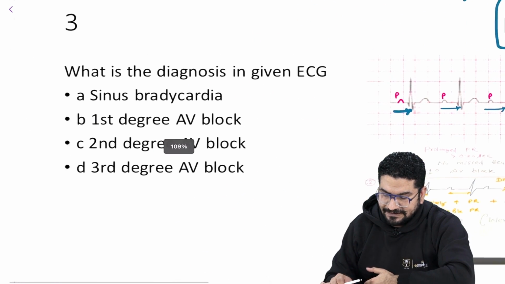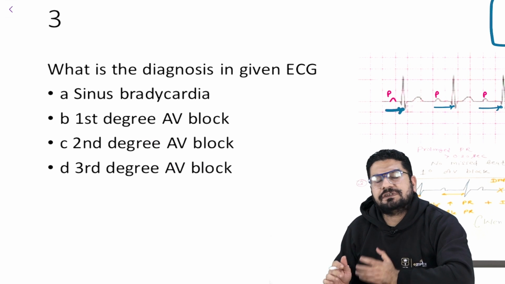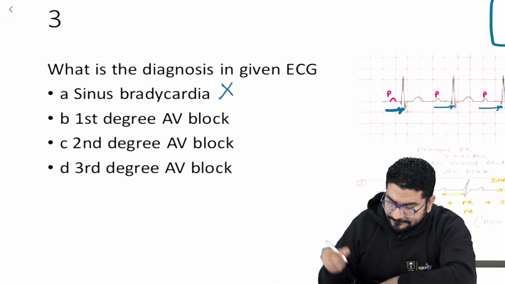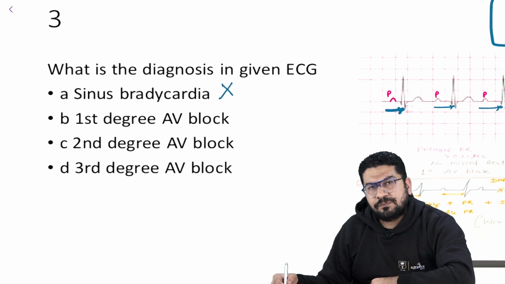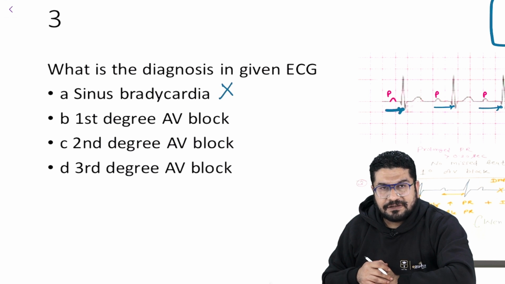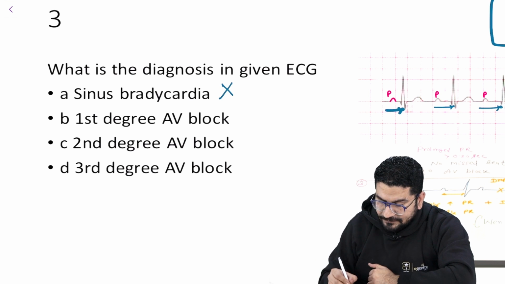Now if you see sinus bradycardia, here you will see a bradycardia, but every P will be followed by QRS, so that is not the answer. In first degree AV block, you will see no missed beat. You will see the PR interval is prolonged, but there is no missed beat.